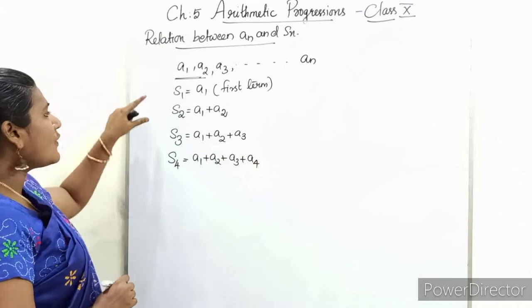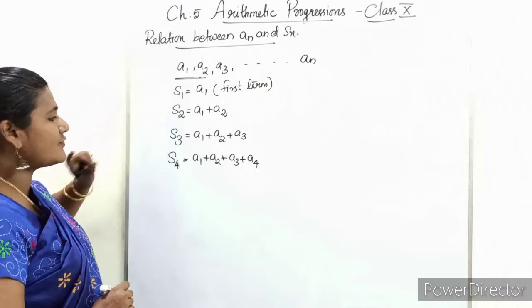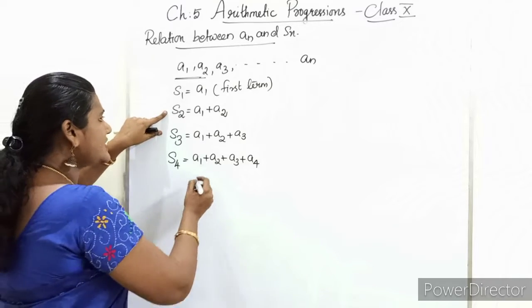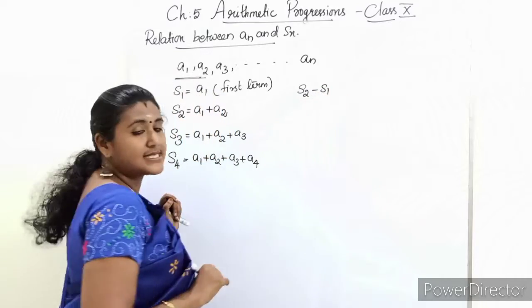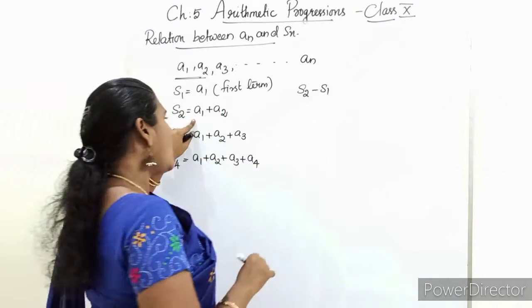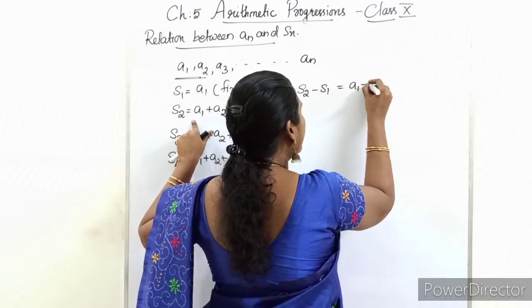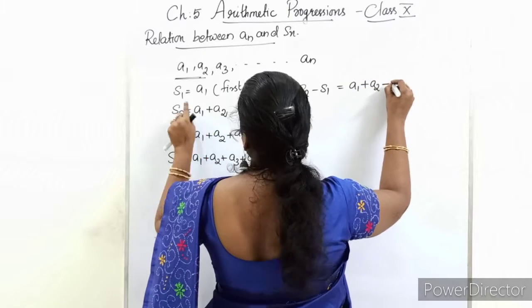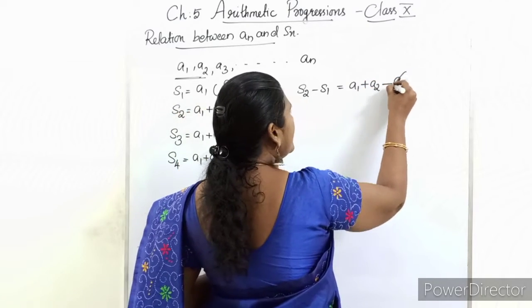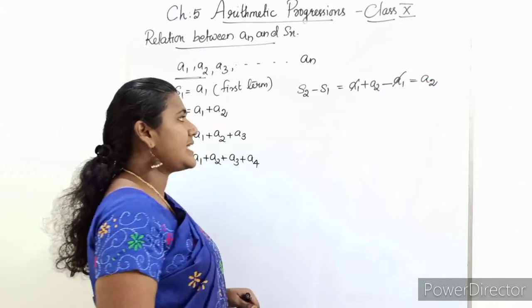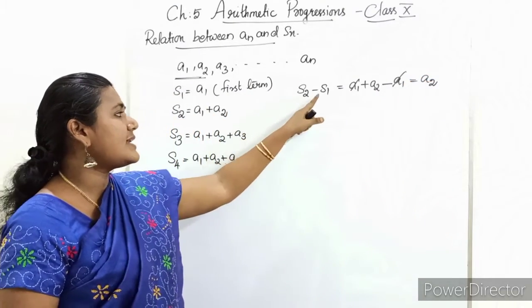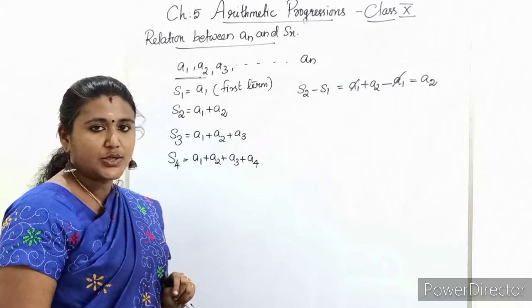Now we are going to find the difference of these. First we will find out S2 minus S1. What answer are we getting now? We will see. What is our S2? S2 is a1 plus a2 minus, what is S1? a1. So if you cancel, you are getting the second term as the answer. So S2 minus S1 is equal to a2.